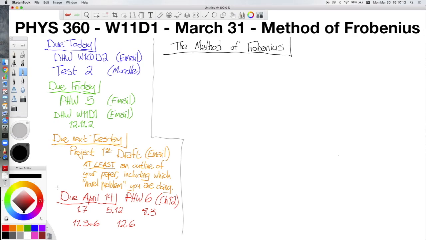If your paper is not headed in a direction that will allow you to tick the research box that this class satisfies, then I need to find that out early so I can give you as much time as possible to go in a more helpful direction.